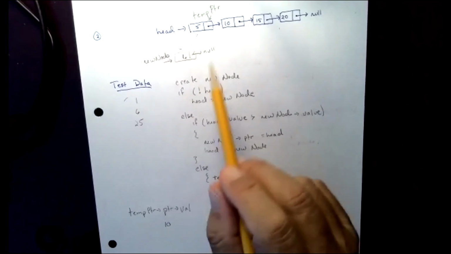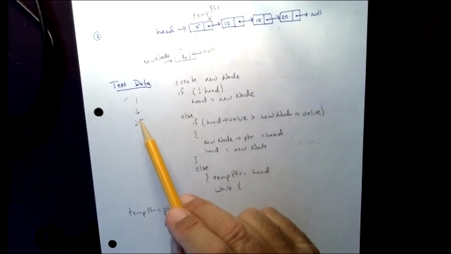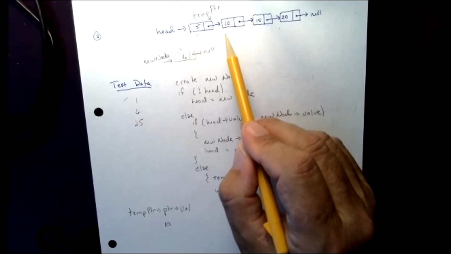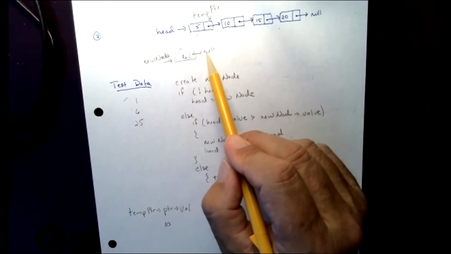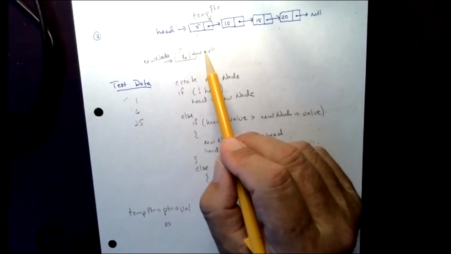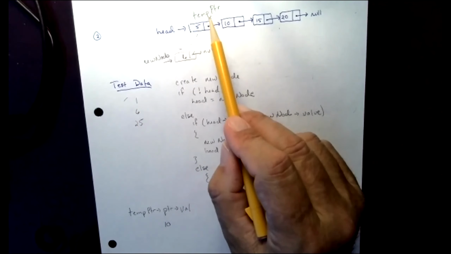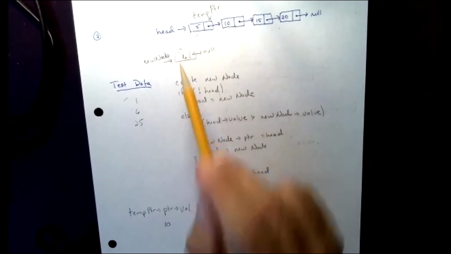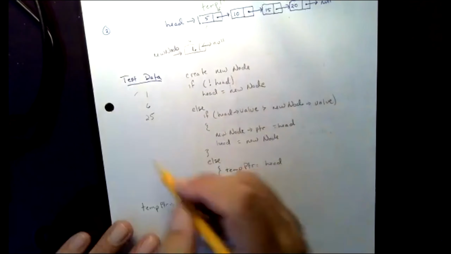So that way, if I find out that this is greater than the 6, then I need to have this guy get that line, which is temp pointer's pointer. So new node's pointer would get temp pointer's pointer. Temp pointer's pointer would get the value of new node. Well, I need to make a note of that block of code, right?